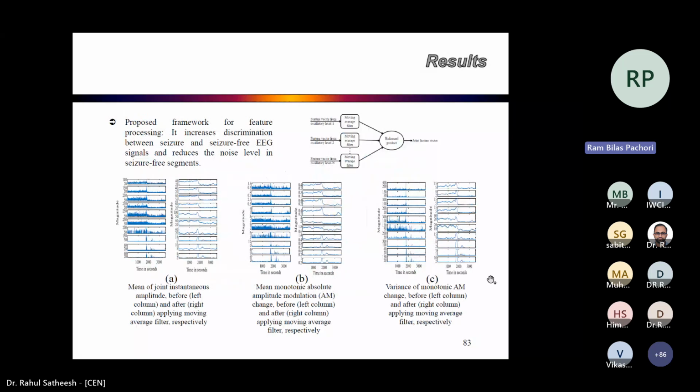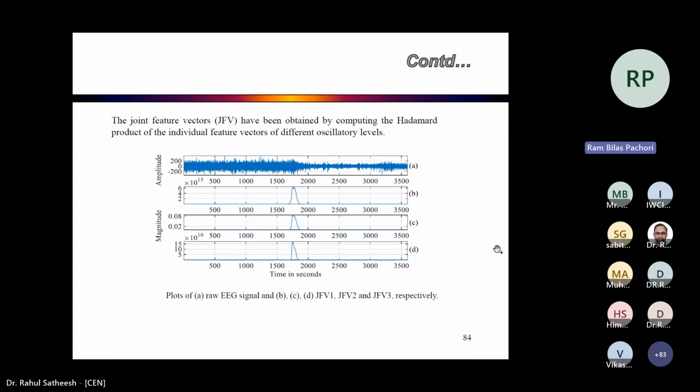Here you can see these features, the mean of joint distance amplitude, the mean of monotonic absolute AM change, and the variance of monotonic AM change, are all noisy. So we have proposed moving average filtering, and then the filtered features look smooth and the noise level is decreased. Then we have suggested a Hadamard product: you just multiply these features together across all 5 channels and 10 modes, and you get the joint feature vector. Next slide, please.